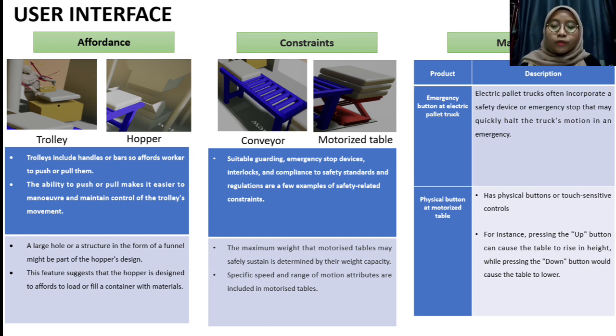An electric pallet truck often incorporates a safety device or emergency stop that may quickly halt the truck's motion in an emergency. Button mapping at the motorized table: it has physical buttons or touch-sensitive controls. Pressing the up button causes the table to rise in height, while pressing the down button will cause the table to lower.